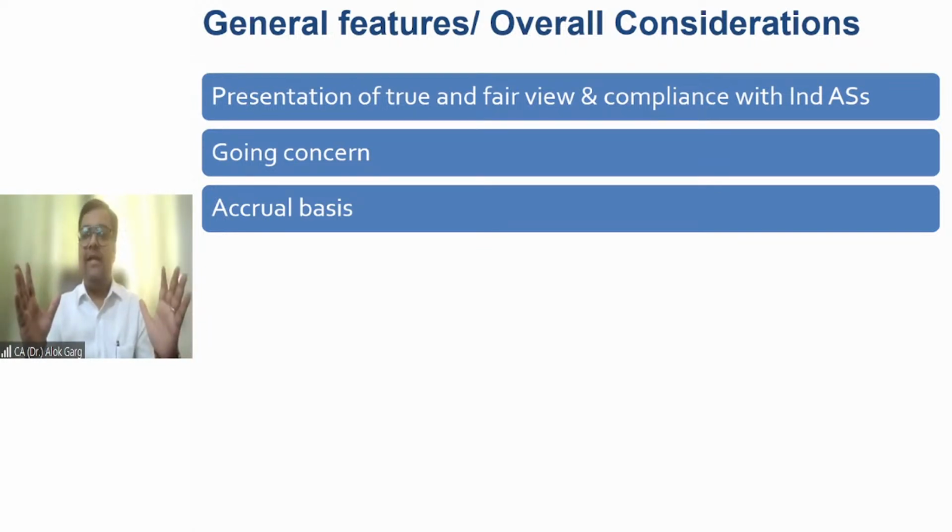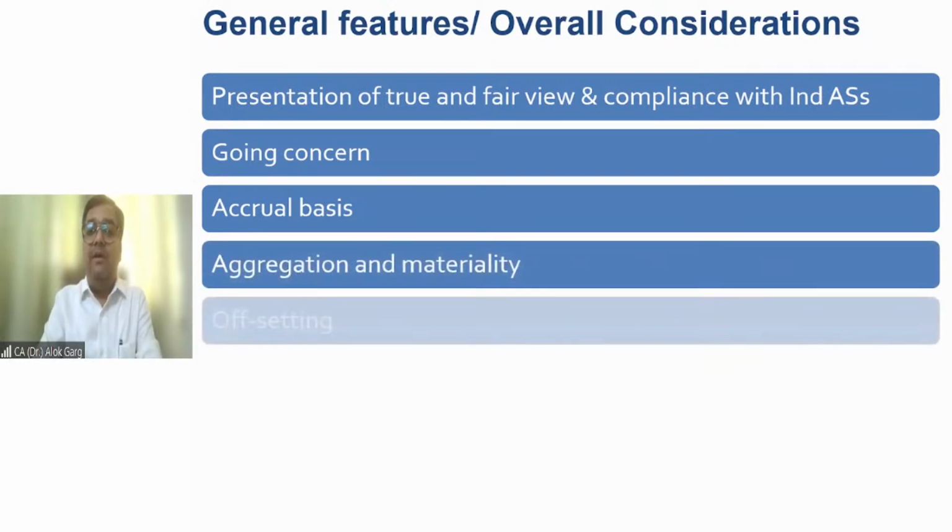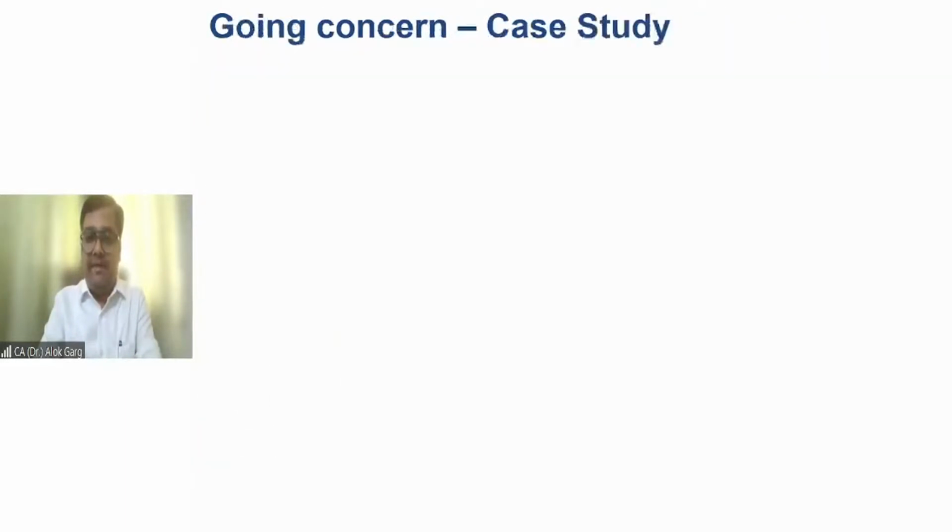All the components of the financial statements have to be prepared on an accrual basis except your cash flow statement. Cash flow statement is like cash. Okay. Aggregation and materiality. What is meant by aggregation and materiality? Right?